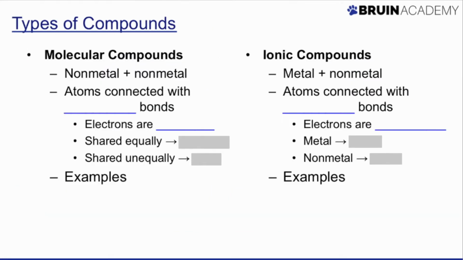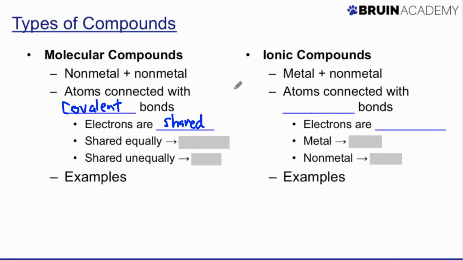Okay, so atoms bonded together form compounds, right? And there's 2 types of compounds. The first is molecular, and the second is ionic. So let's talk about molecular compounds first. So molecular compounds form when you have a nonmetal bonded with another nonmetal, okay? And these atoms in a molecular compound are connected with a special type of bond called a covalent bond. So it's always a covalent bond, okay? And in covalent bonds, very important, electrons are shared, okay? They're not transferred. They're shared by the 2 atoms, okay?